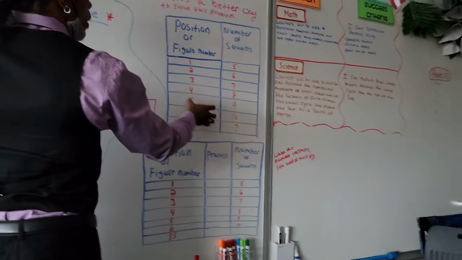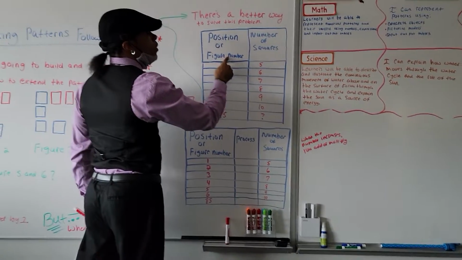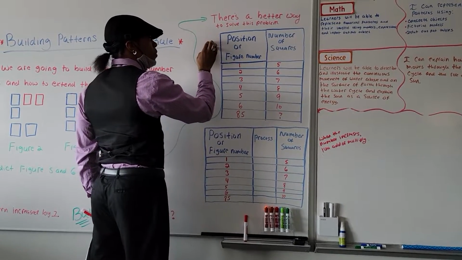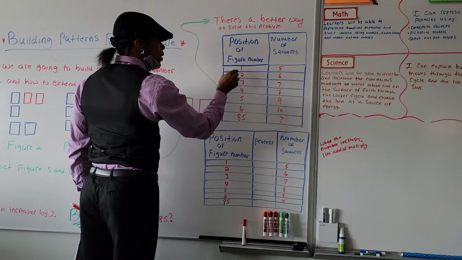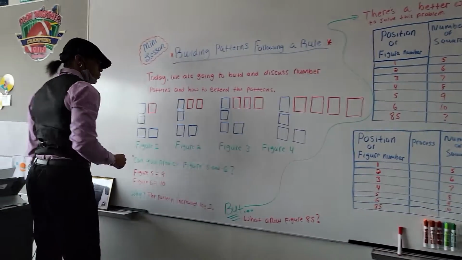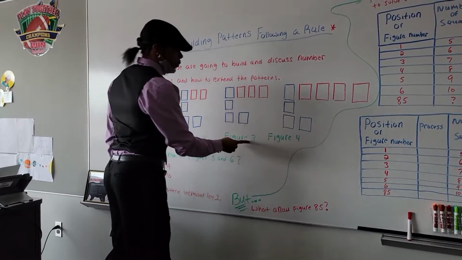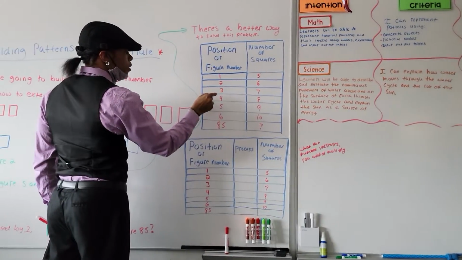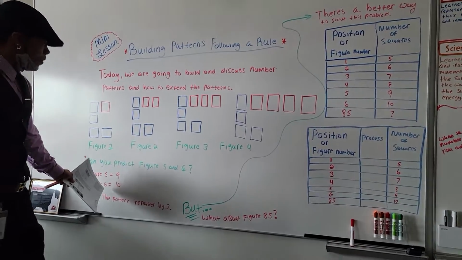Now, we drew our chart. Over here, you have position, or figure number. Over here, you have number of squares. This is called an input-output table, okay? Our input numbers, those are our figures. As we have figure 1, figure 2, 3, and 4. This is figure 1, 2, 3, 4. Here's 5 and 6 that we did down here.